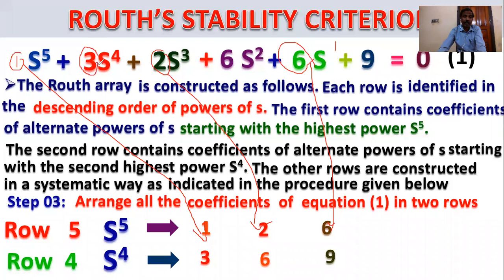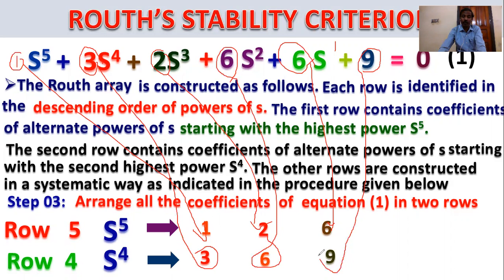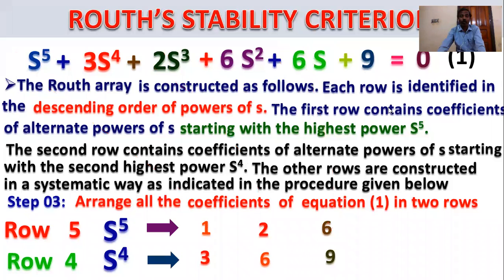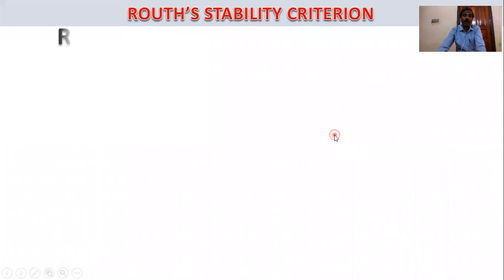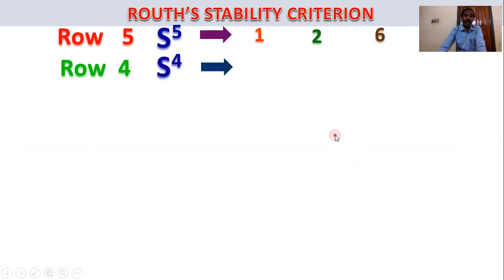This is the 3. This is 6. And this is the 9. This is the S to the power 4 row, or row 4. Then construct the Routh table. So this is the Routh table.